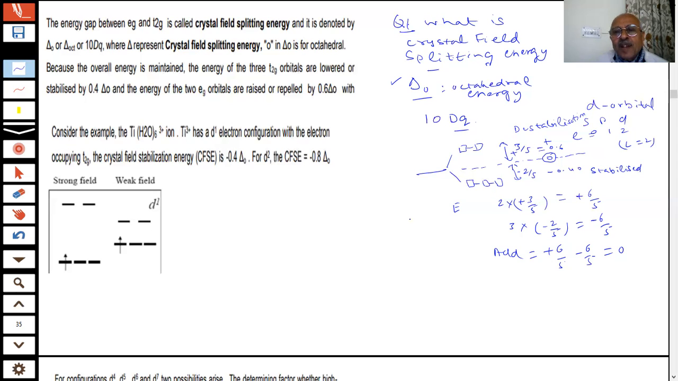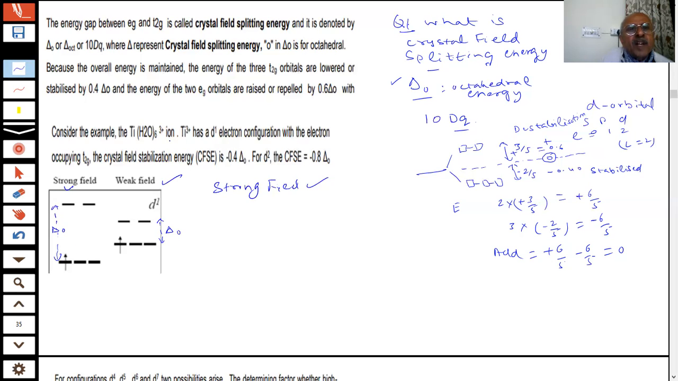Another important point we want to tell you, student: as you can see, for titanium hexaaqua, Ti3+ has a d1 configuration with the electron occupying the crystal field stabilization. Here, if I have two types of field, we have said strong field and weak field. When a strong field comes, the energy gap is more. You can see this delta zero is more here as compared to here. So this is a weak field, this is a strong field. Student, a strong field will have a bigger gap.